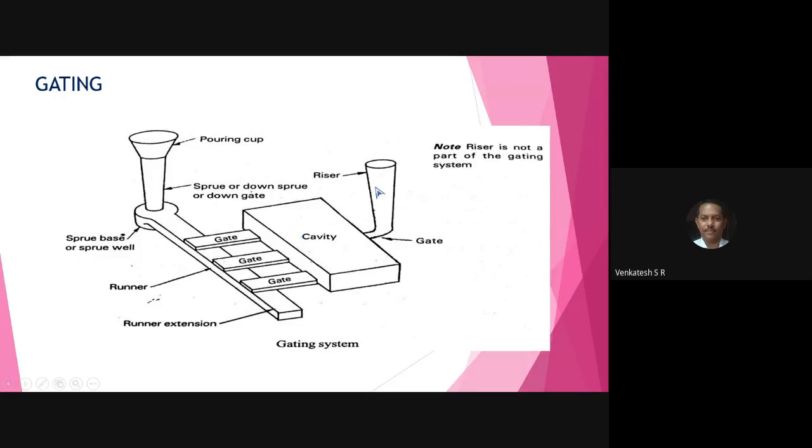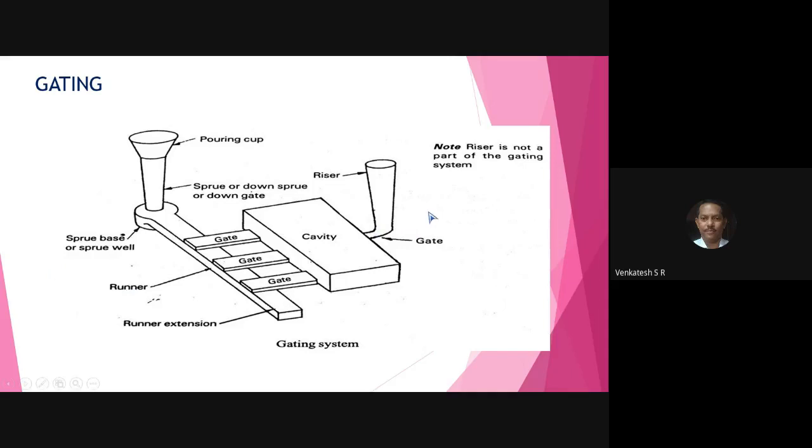One more thing, very important. The riser works as a governor. Whenever the mold cavity requires liquid metal, it is supplied by the riser. All of you remember, this is very important for mechanical engineers: volume contraction. Remember, the volume of the metal in liquid condition is more.